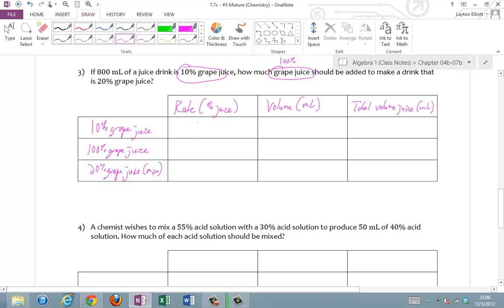Okay, let's do our rates. 0.1, 100% is 1, and 20% is 0.2. Volume. We have 800 milliliters. Oh, don't need to put the milliliters. It wants to know how much we add, so that's our variable. This is our x.